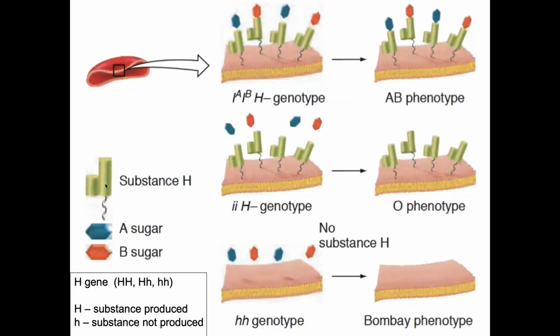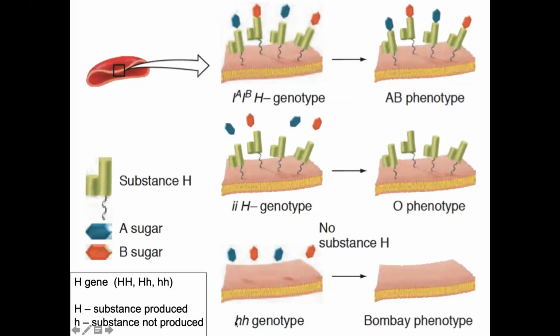For instance, here's an example. You're heterozygous at the I gene for A and B, and you're carrying a dominant H allele. So this will produce substance H, and then it'll be modified by these two different sugar types to produce the AB phenotype. Same thing here. If you're heterozygous at H, and you're homozygous recessive for the O allele, the allelic designation sometimes used is little i, this would be the O phenotype, O blood type.